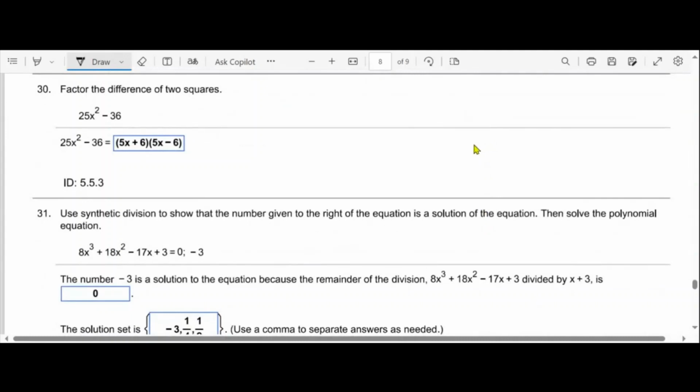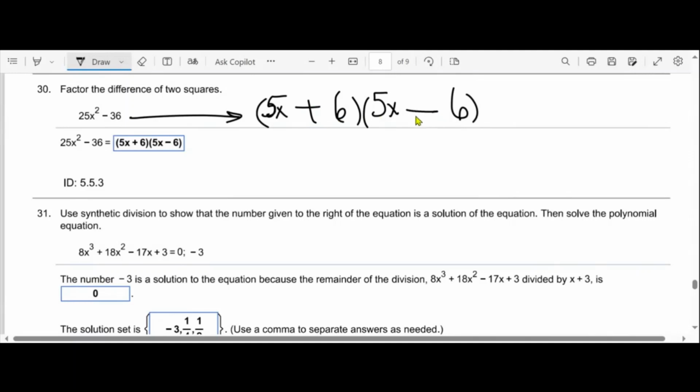Whose turn? I think it's Muhammad. Okay. Factor the difference of two squares: 25x squared minus 36. Yeah, we just factor out 5x and 5x because it's squared too. And the factors of 36, plus and negative, is 6 times negative 6. Excellent. That's the answer.